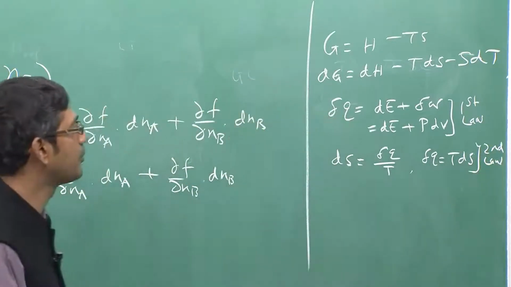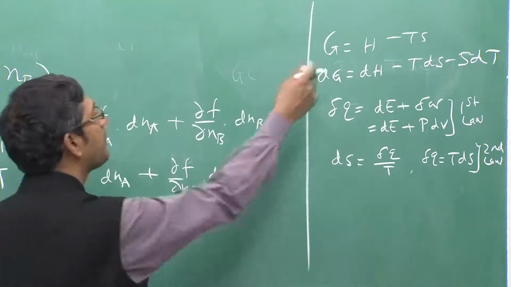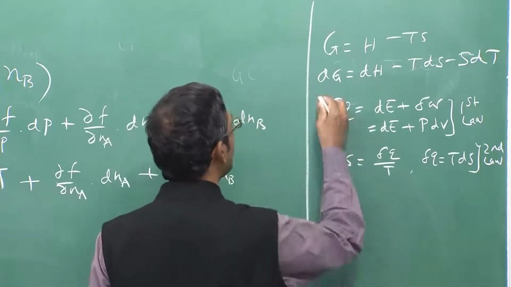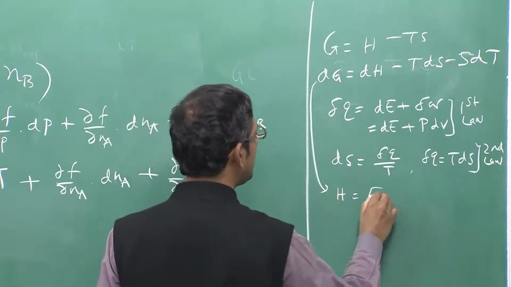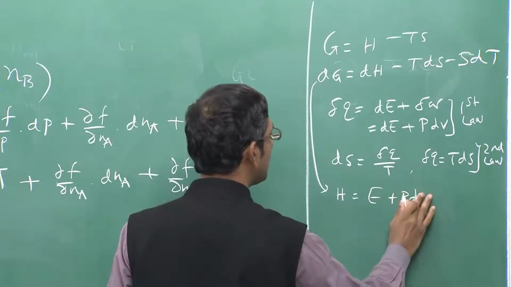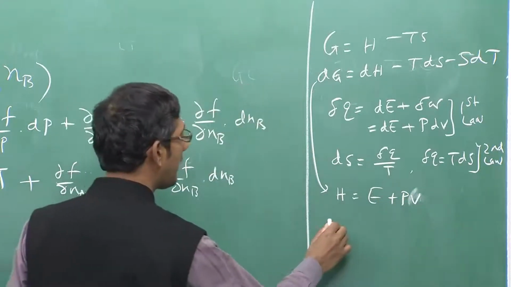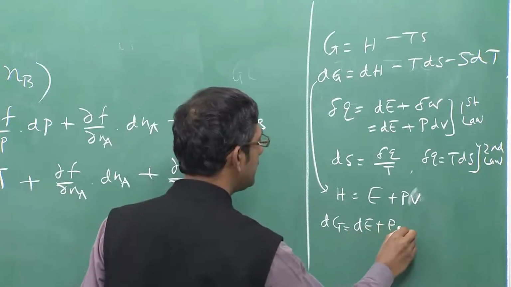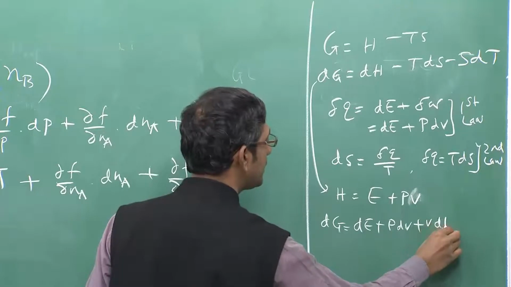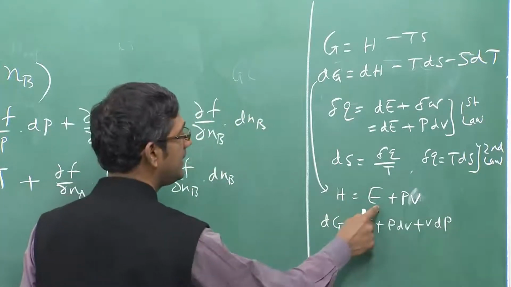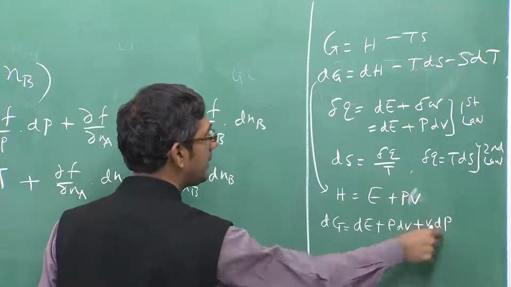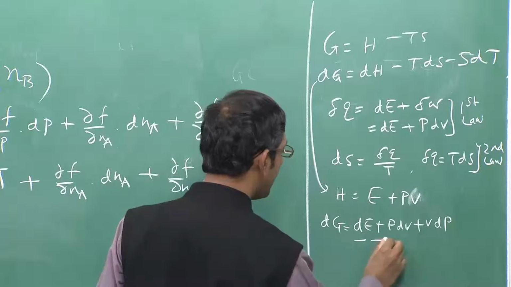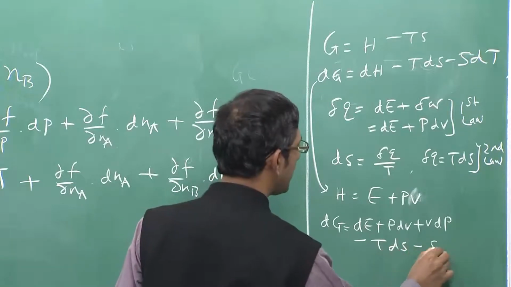Very easy to deal with this kind of equation. Now if I plug those things in, what will I get? I know H is equal to E plus PV, right. So I can expand dH is equal to dE plus P dV plus V dP. I expand this one fully, dH equal to dE, P dV, V dP. I can expand it very easily. So that becomes minus T dS, T dS minus S dT.